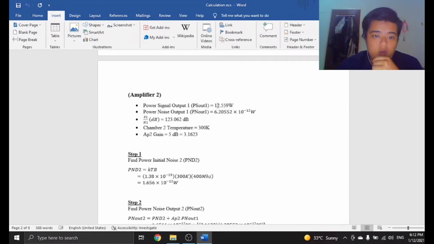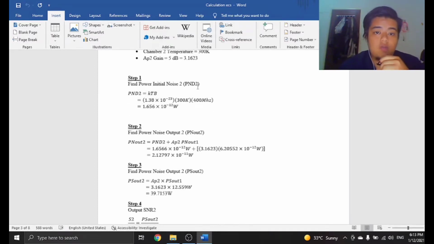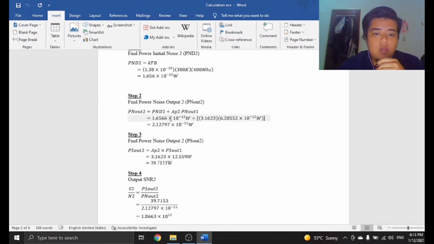Okay, then for amplifier 2, we state the information first. The power signal output 1 will be the input for amplifier 2, and the power noise output 1 also will be the input for amplifier 2. The chamber temperature for amplifier 2 is 300 Kelvin, and its gain is 5 dB, which unitless is 3.1623. The first step is to find the initial noise 2, using the formula K times T times B, and we get 1.656 times 10 to the negative 12. For step 2, we need to find the power noise output, which is PND of 2 plus gain 2 times P noise out 1. Then we get 2.12797 times 10 to the negative 11.